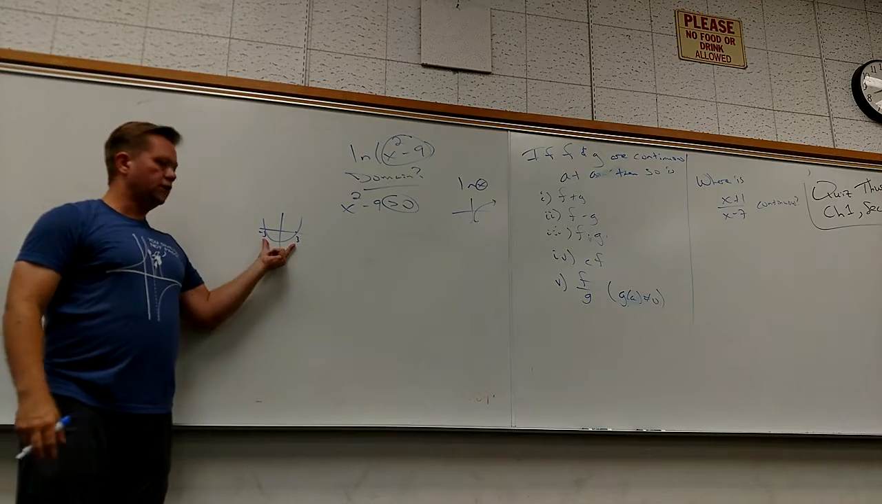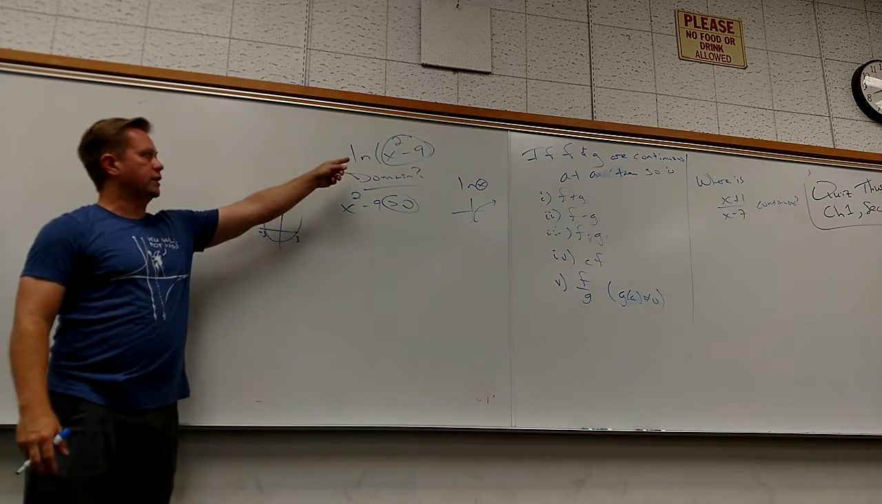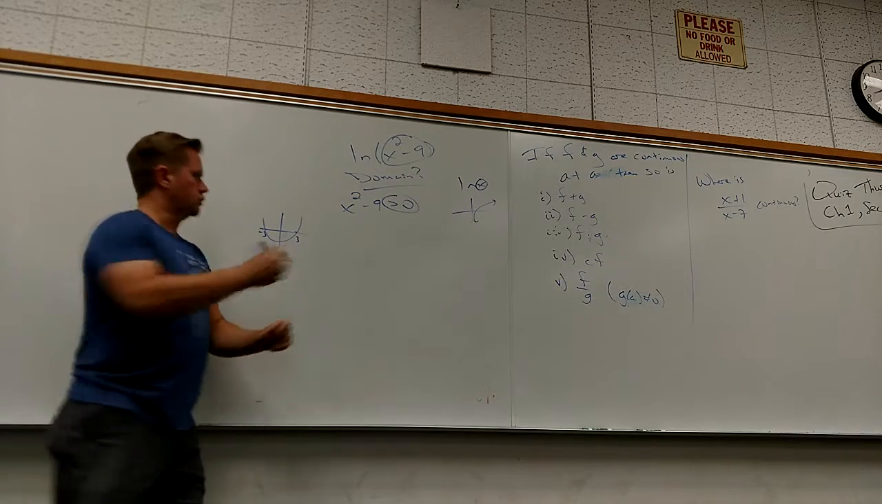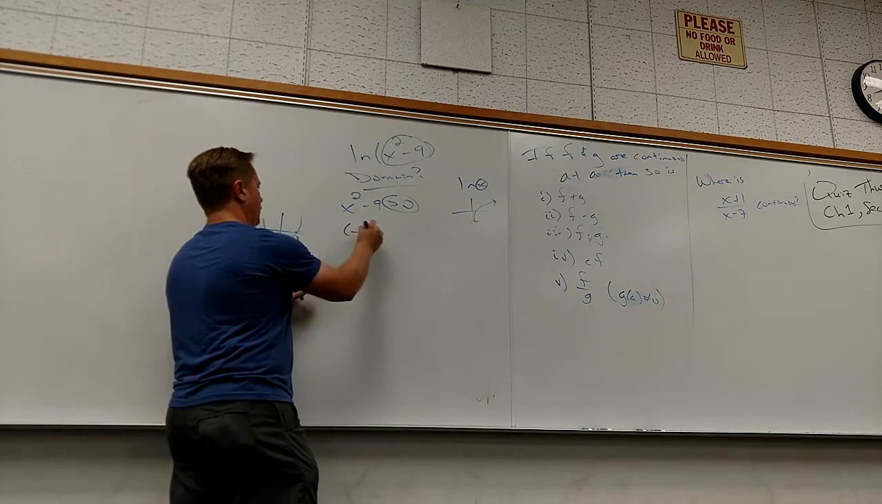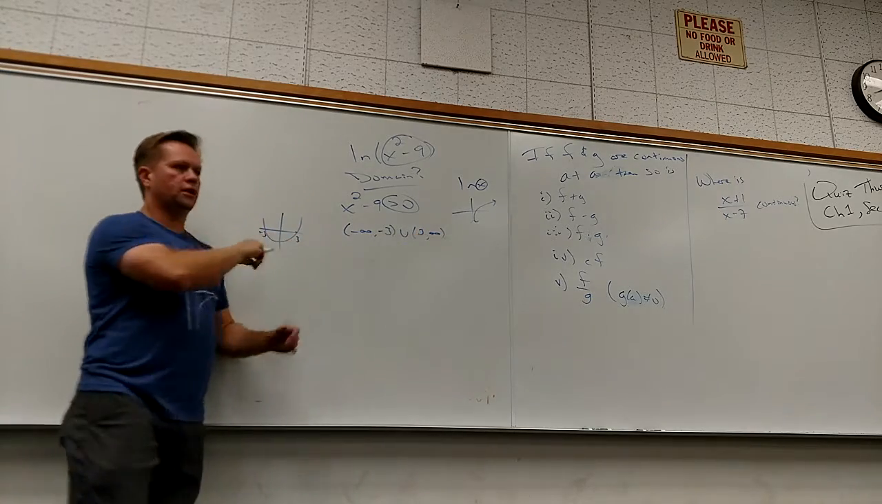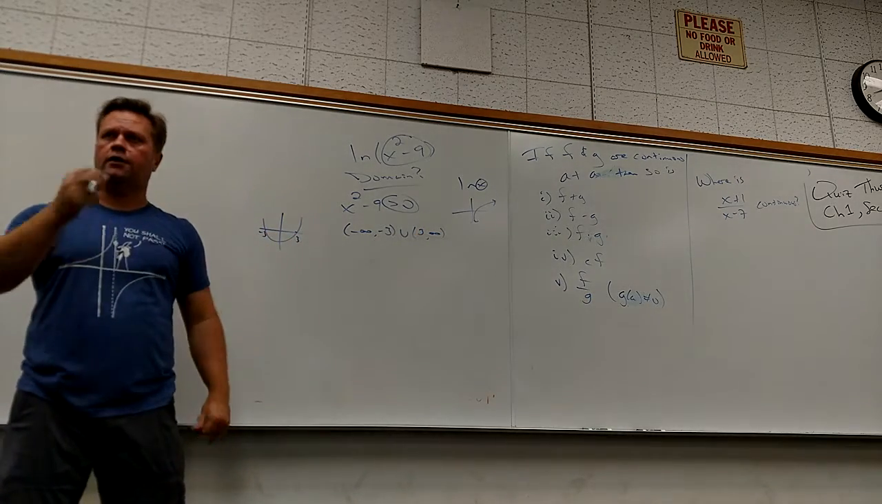Right? It's only negative in here, so you got to throw those out. That would make the natural log freak out. And 0. Right? So the domain would be negative infinity to negative 3, or 3 to infinity. You got to throw out everything between negative 3 and 3. It would freak the natural log out.